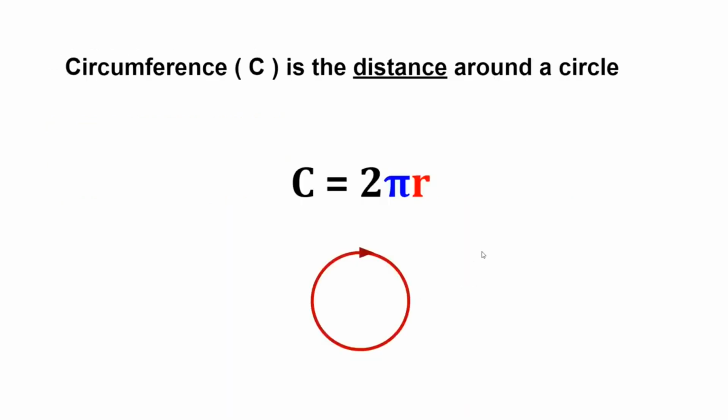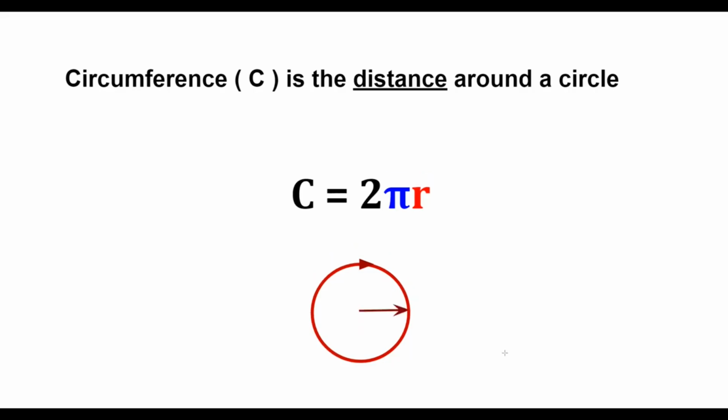Okay, let's talk about the formulas. Circumference, which we usually use the letter C for, is the distance around the edge of a circle. The formula is 2 times the number pi times the radius of the circle. Now, the radius of the circle is just half of the width of the circle, like that. If we were talking about the diameter of the circle, that would be the whole width of the circle.